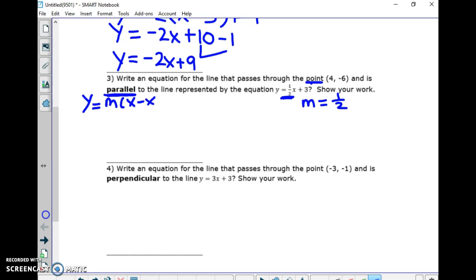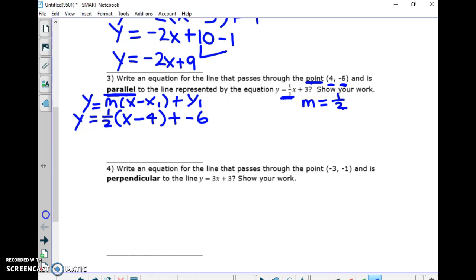y equals m(x minus x1) plus y1. So let's write it down. My m is, over here it says 1/2. Fractions are weird, but we can do it. Parentheses, everyone's writing this down? x, and then minus, what's my x1? 4. Parentheses, plus, and my y1 is negative 6. Okay?